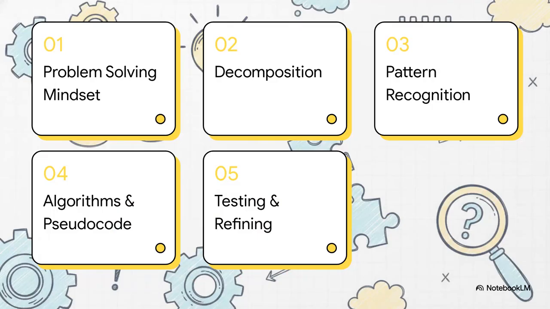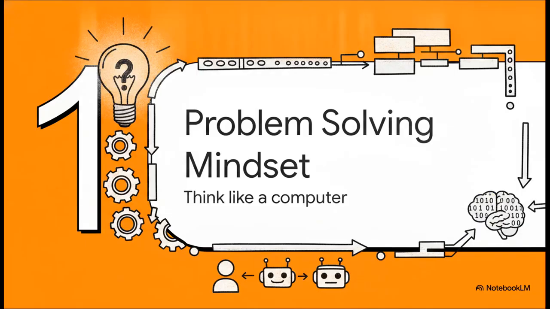So here's our quick mental roadmap for today. We're using these 5 pillars as our blueprint, starting off with the problem-solving mindset, moving on to decomposition, pattern recognition, algorithms and pseudocode, and finally, testing and refining. Let's jump straight into Section 1, the problem-solving mindset.